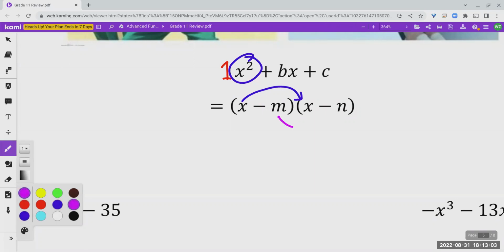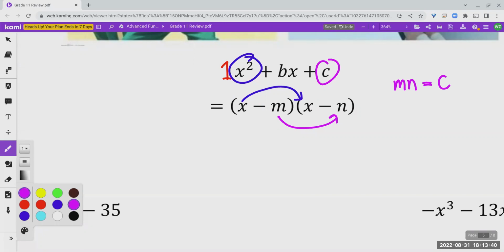And m times n must give you the constant. Right? Think about it. C is just a number. M and n are just a number. They don't have an x. So a number times a number gives you a number. If you multiply by a number with x, you're going to end up with an x. You will have a variable. You won't be a constant anymore. So that means the only way to get c is to multiply m with n. So you can now conclude m times n is c.